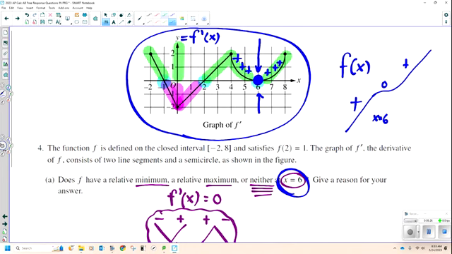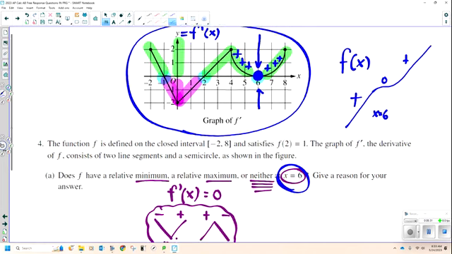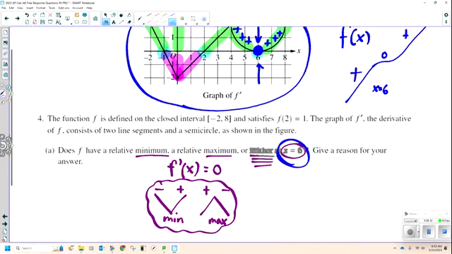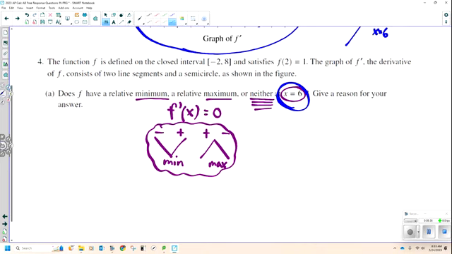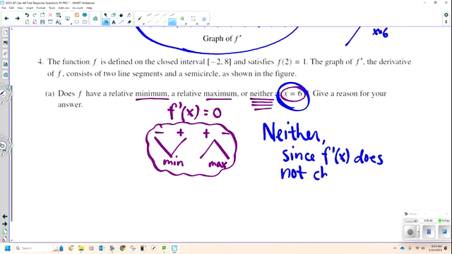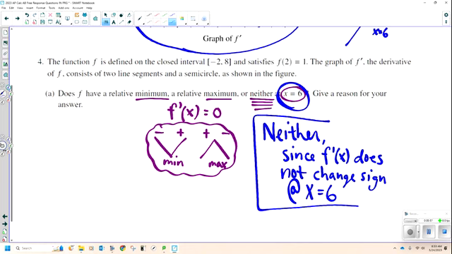Give your reason. Well, we're just going to write a brief statement about what we just discussed. So the answer is neither, since f prime of x does not change sign at x equals 6. That's it. It was positive, it stayed positive. That's not a min nor a max.